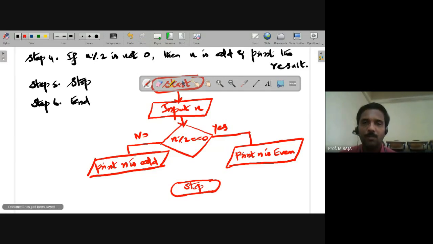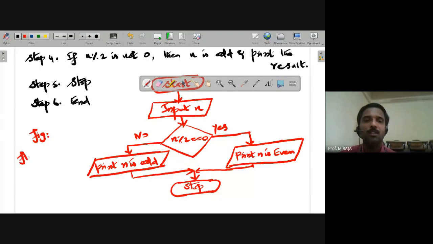Join the flow direction from here. After printing either n is even or odd, we need to terminate the process. So here we have merged: print n is even, the next step is stop; print n is odd, the next step is stop. So this is the flow diagram or flow chart to check if the given integer n is odd or even.